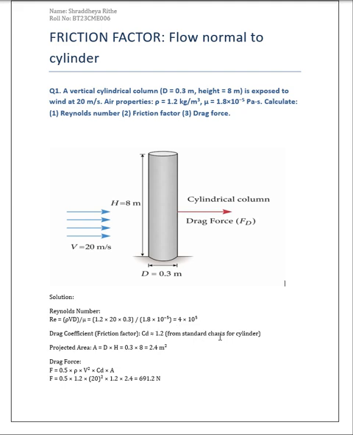Now, by using the chart for cylinder, we can find the friction factor CD, which is coming out to be 1.2. And the projected area is diameter into height. It comes out to be 2.4 meters square. So the drag force can be found out as F equals 1 by 2 rho V square CD into A. This is further calculated as 691.2 newtons.